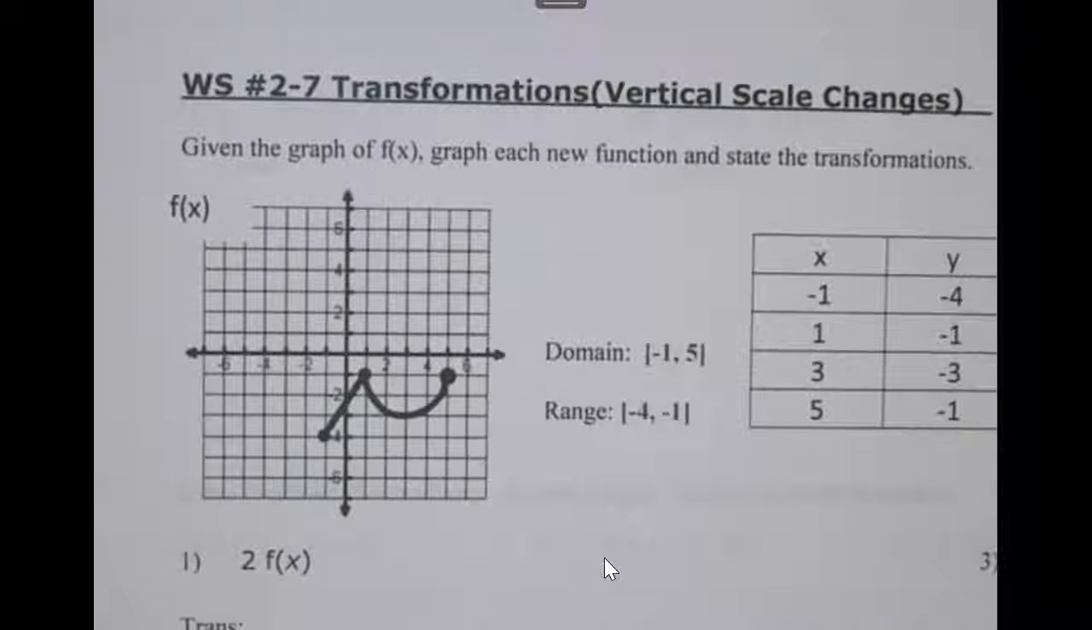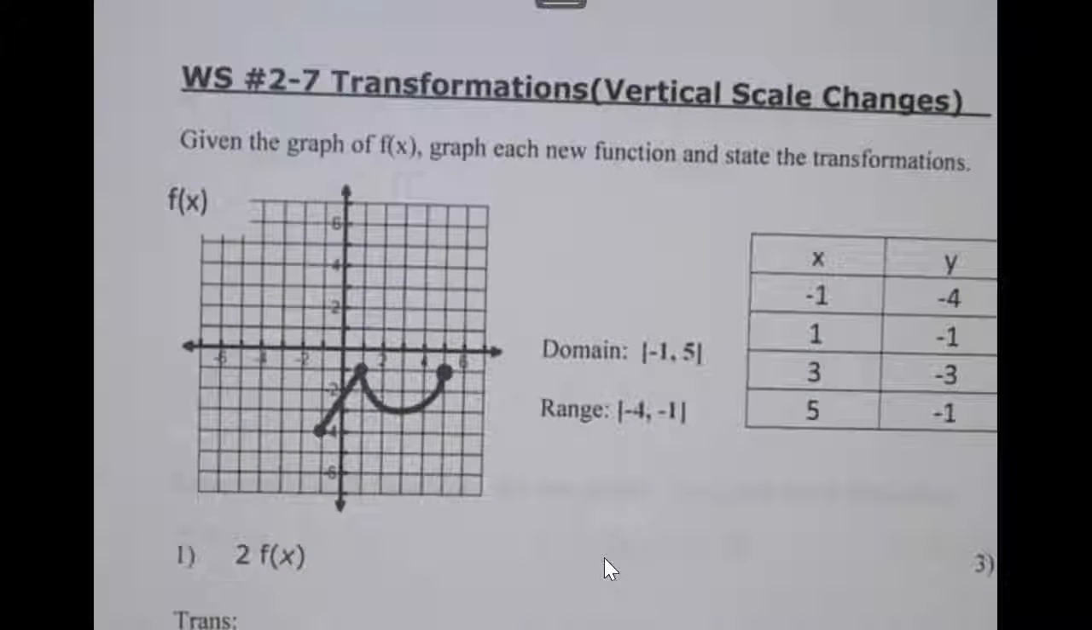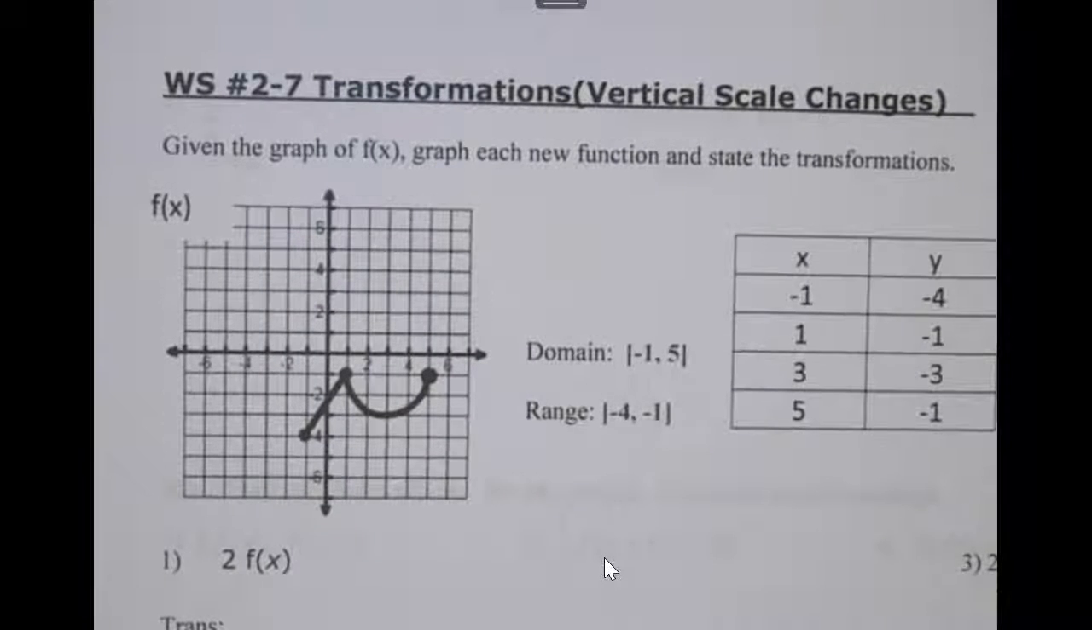Please look on your worksheet 2-7, the pink paper, before problem number 1. This is our pre-image. Would you please copy the domain and the range and the table down on your worksheet?